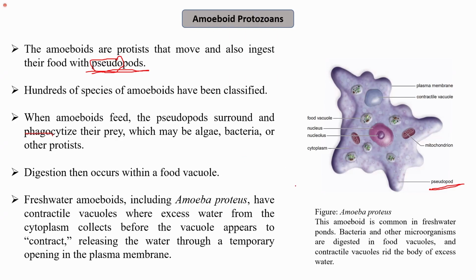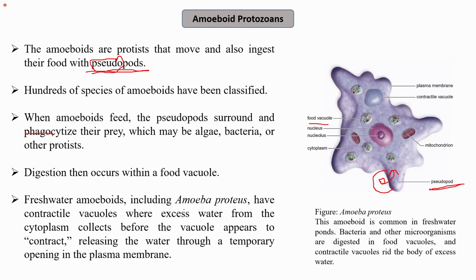Suppose it finds a food particle here. The pseudopodia will extend, trap the food, and take it into the cell and keep it inside the cell. So it will undergo phagocytosis. When amoeboids feed, the pseudopods surround and phagocytize their prey, which may be algae, bacteria, or other protists. Digestion then occurs within the food vacuole. The food vacuole contains enzymes that help in the digestion of the food.